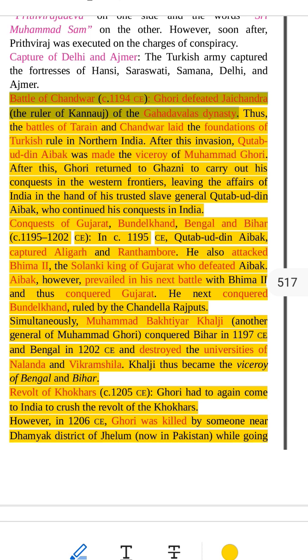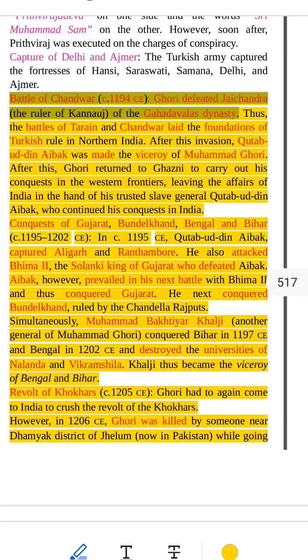Of Chandwar. This battle happened at a place called Chandwar, near today's Etawah in Uttar Pradesh, India. Around 1194 CE. This happened about the year 1194 in the Common Era. That means about 800 plus years ago. Ghori. This means Muhammad of Ghor, a ruler from the region of Ghor in today's Afghanistan. He wanted to conquer parts of India.